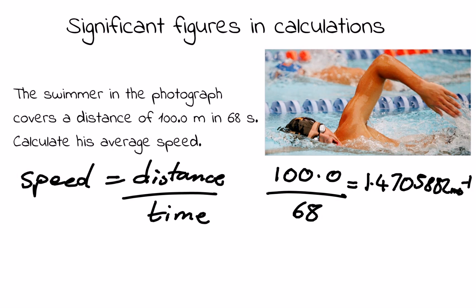However, this is an answer with far too many significant figures for the precision of the measurements taken. The measurement of the distance was to 4 significant figures, but the time is only to 2 significant figures. So therefore, because we're not very precise in the time, we should only give our answer also to 2 significant figures. So our answer should be 1.5 metres per second.